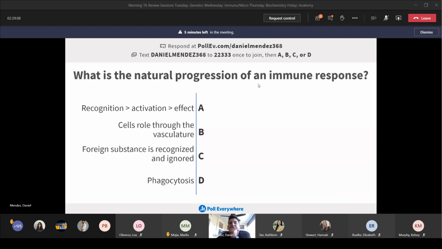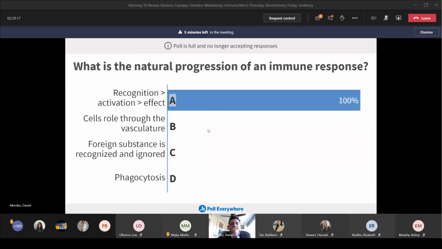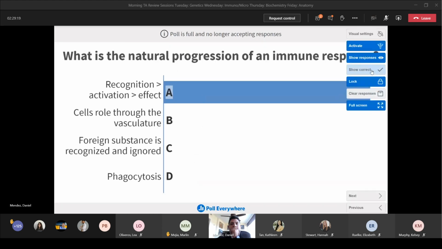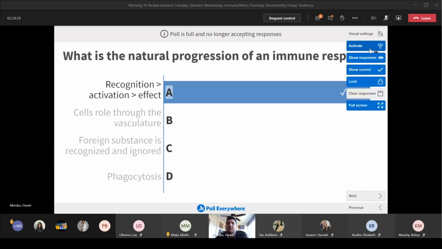So what is the natural progression of the immune system? Okay. So yes, it is recognition, activation, and then effect. Don't get confused with the cells rolling through the vasculature. That's going to be for inflammation. That's going to be different than just the normal immune response.